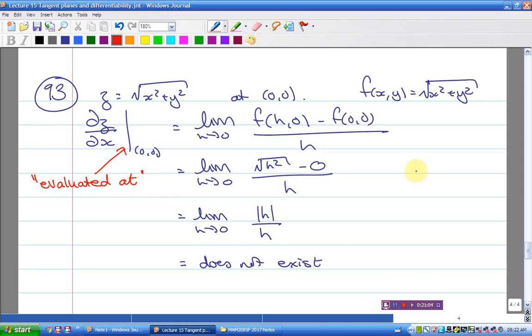It doesn't exist because if we were going to draw that, let's draw the graph y equals mod x over x. When x is positive, then mod x is just x. So that'll be x over x and y will equal 1. When x is negative, mod x is actually negative x. It's had the minus stripped away from it. But the denominator is still negative. So mod x over x is actually minus 1.